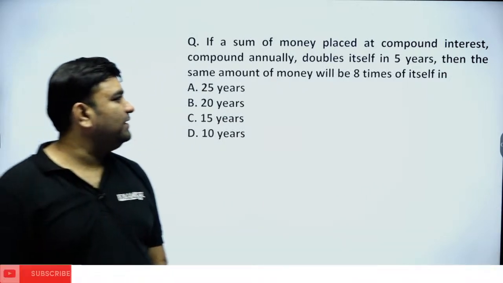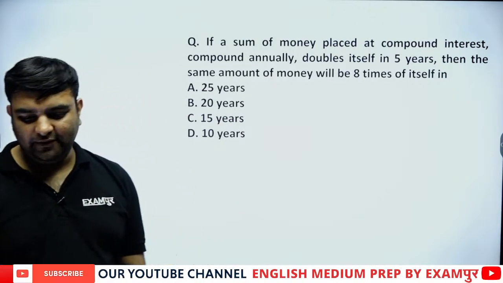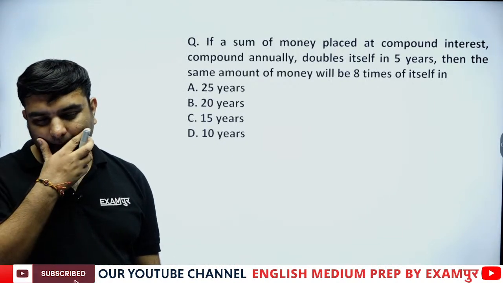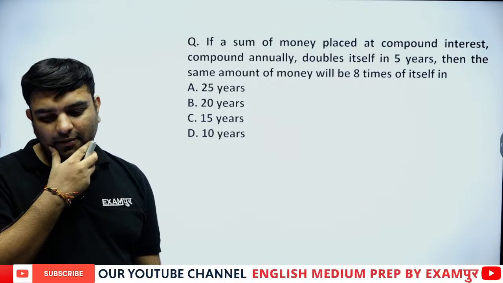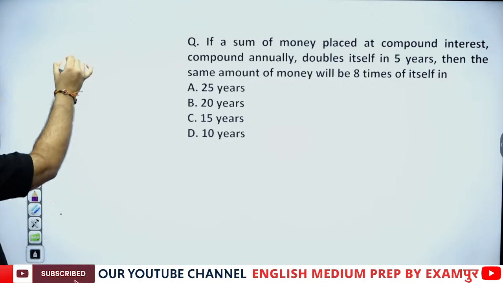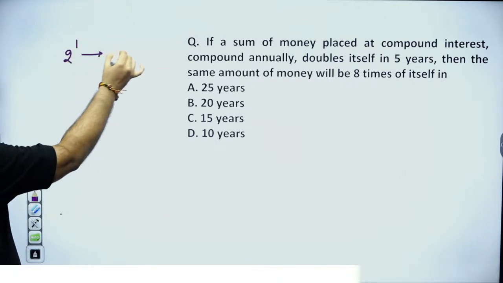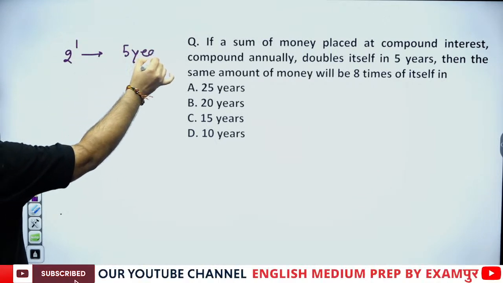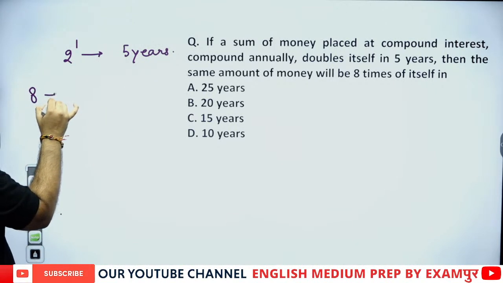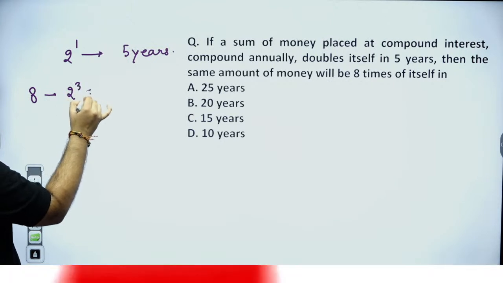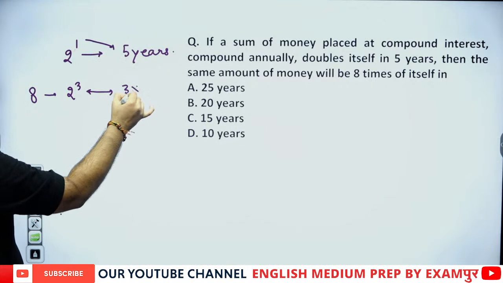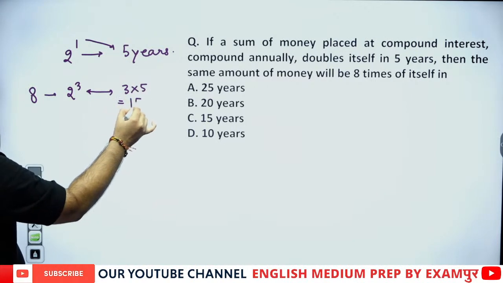A sum doubles itself in 5 years. How much time will it take to become 8 times of itself? Double itself means 2 power 1 in 5 years. 8 times means 2 power 3. So if it is 1 in 5 years, then 3 into 5, 15 years.